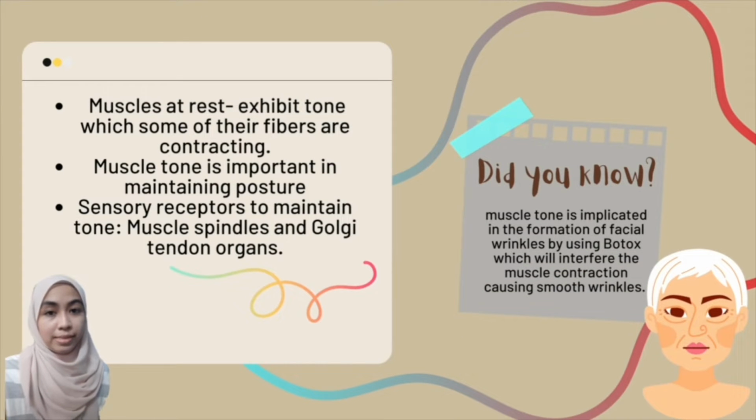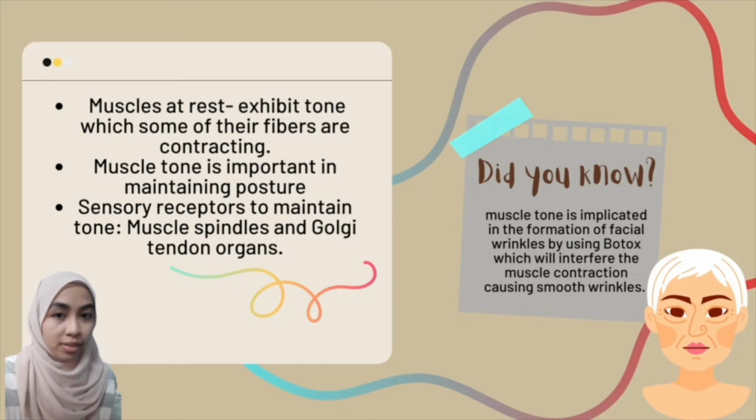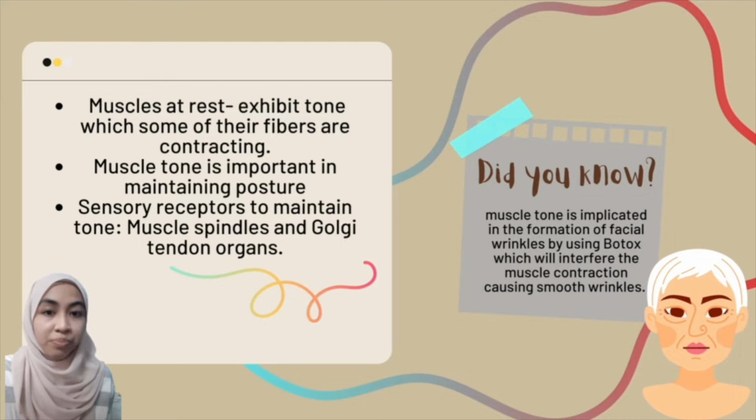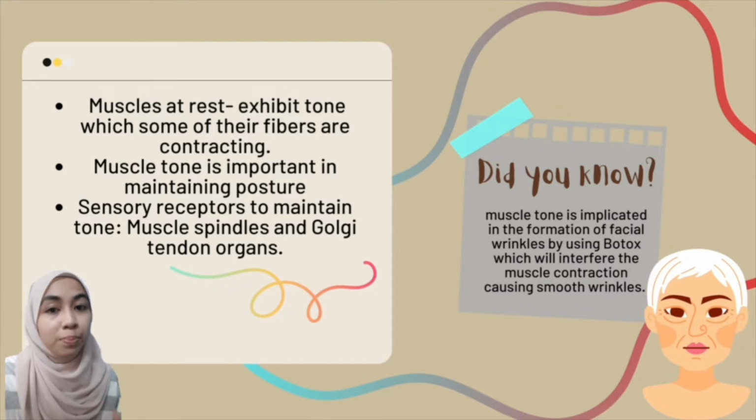When muscle is at rest, it exhibits tone, in which some of its fibers are contracting. Muscle tone is important in maintaining posture. Muscle spindles and Golgi tendon organs are sensory receptors that help to maintain tone.